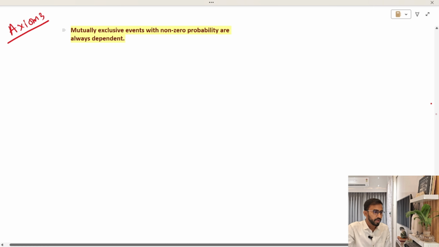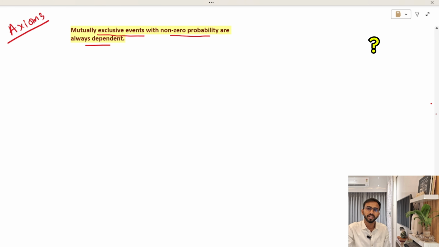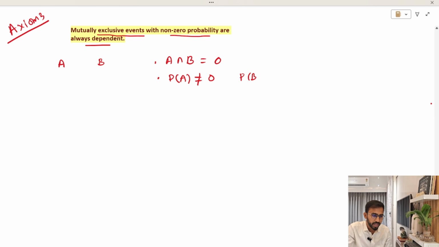Axiom 3: mutually exclusive events with non-zero probabilities are always dependent. What does that mean? Suppose we have two events A and B. If A intersection B is equal to 0, that means A and B are mutually exclusive. We have already learned that. And if probability of A is not equal to 0 and probability of B is also not equal to 0, then we can say A and B are dependent.